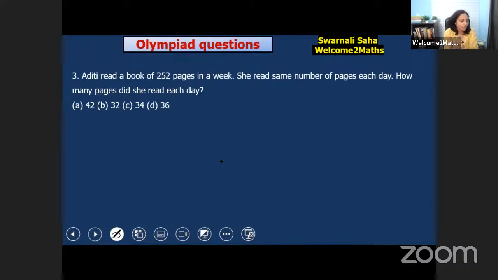So easy question. Aditi read a book of 252 pages in a week. And she read the same number of pages each day. So how many pages did she read each day? That you have to find out only. So, try to solve this first. It's so easy. Chalo.